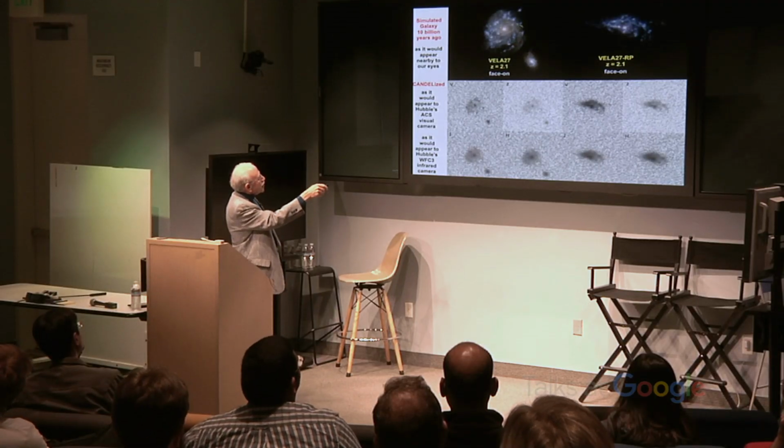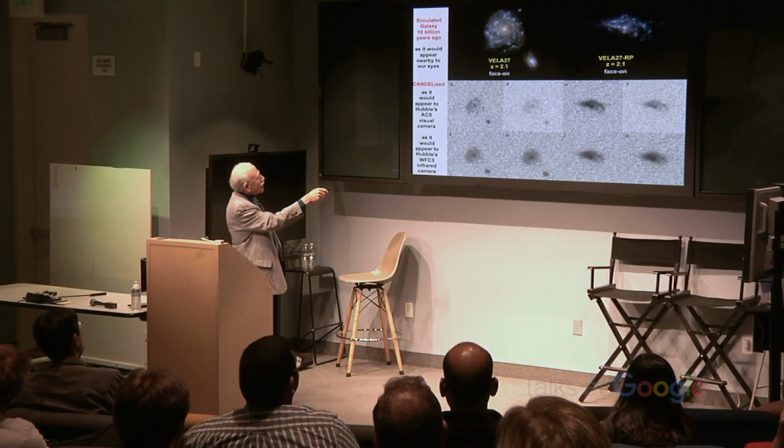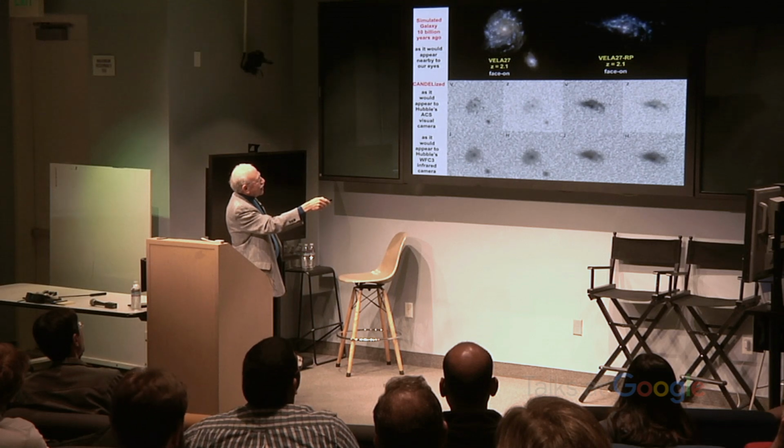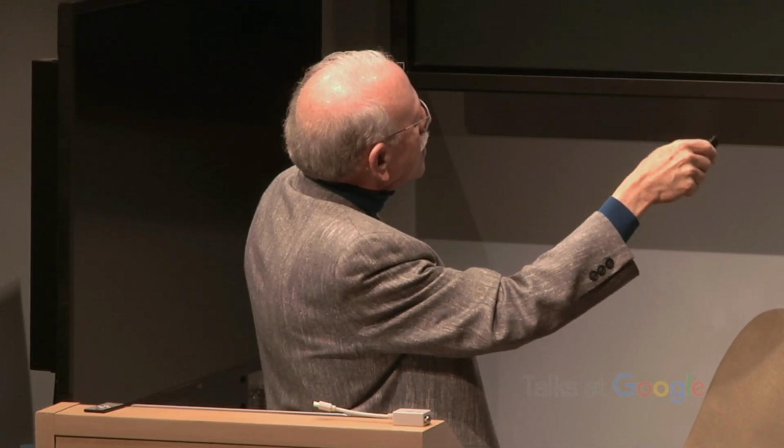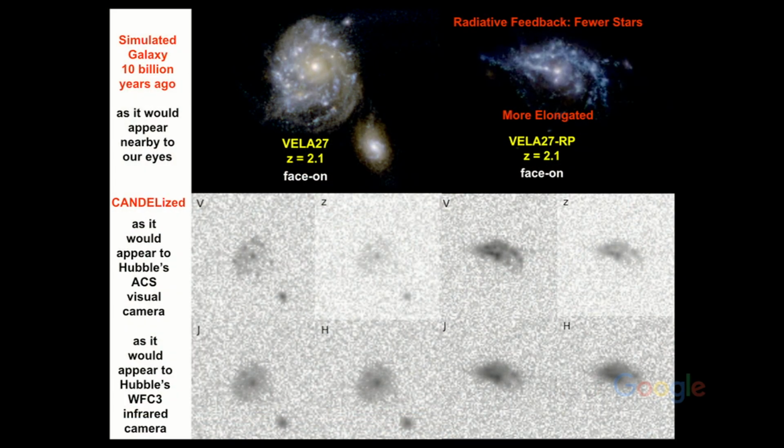So this is some simulations that we don't like so much anymore because it turns out that the galaxies really are elongated and they don't have as many stars as these simulations did at the same redshift. These are a better match to the observations. This is what these would look like if you could see them close up. This is what Hubble would see. And these are the infrared images.